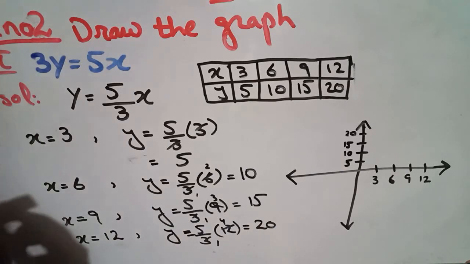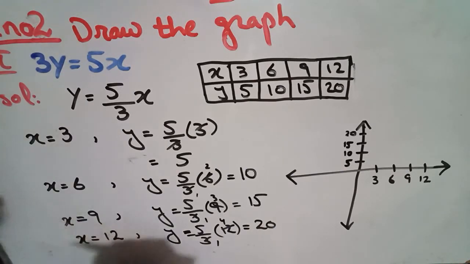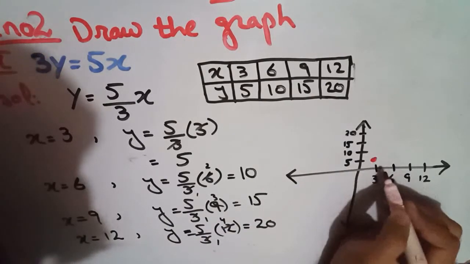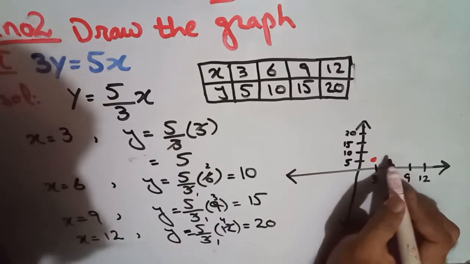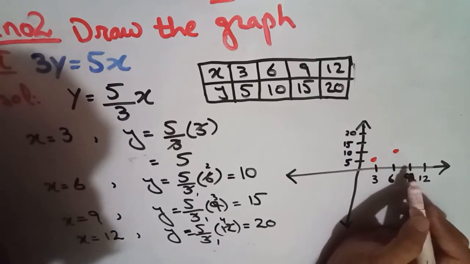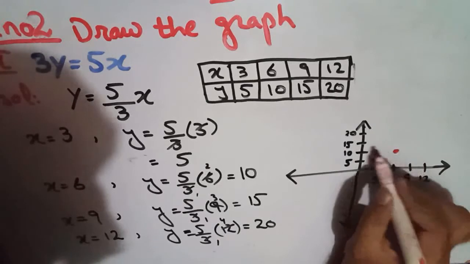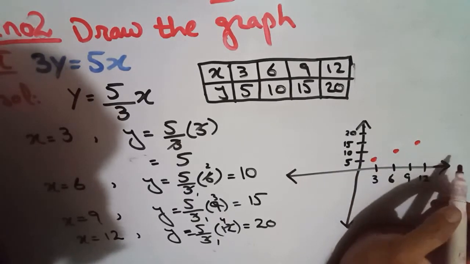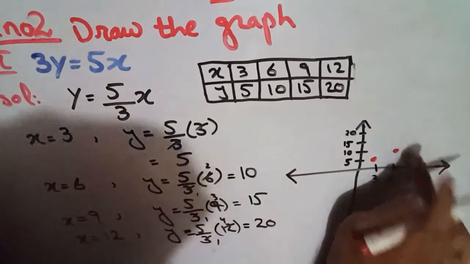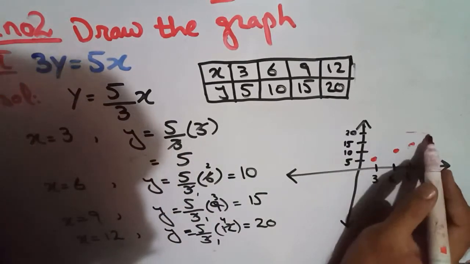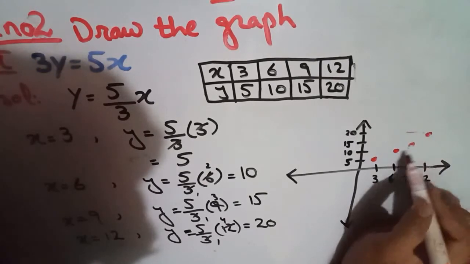So I will draw when x is equal to 3, y is equal to 5. When x is equal to 6, y is equal to 10. So there you have. Okay, when x is equal to 9, y is equal to 15. There you have. And when x is equal to 12, there you have y is equal to 20. So there you will just draw.